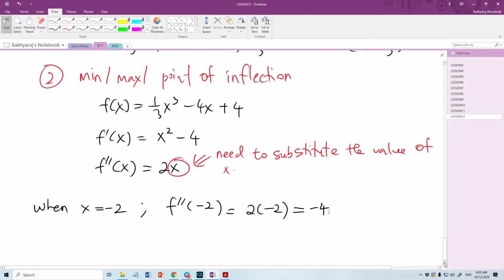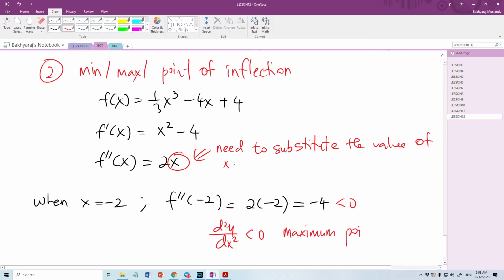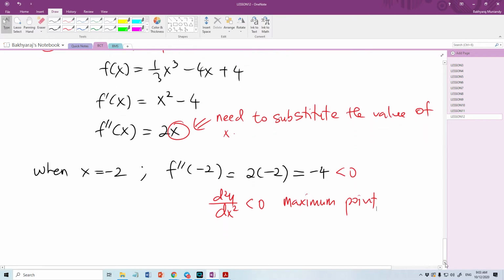Okay, so kita dapat negative 4. Is negative 4 more than 0 or less than 0? Okay, correct. So ini ialah less than 0 lah. So bila less than 0, our condition says that less than 0 is maximum, kan? Okay, maximum point. So we can say that negative 2 is the maximum point.